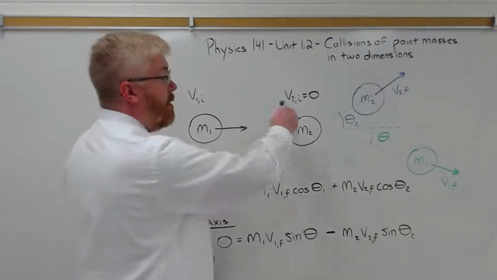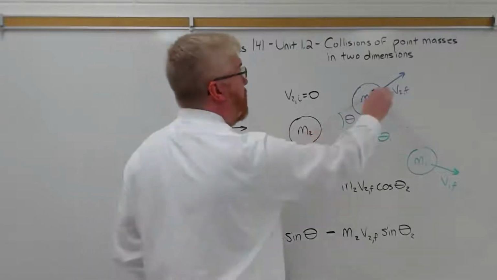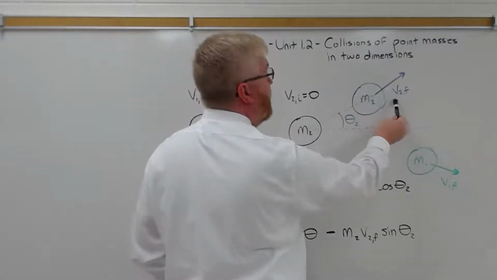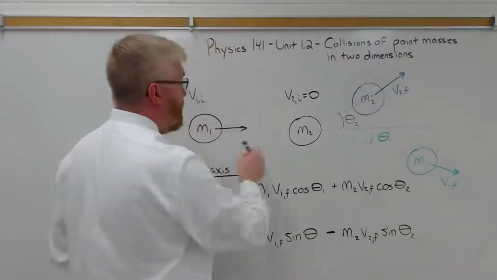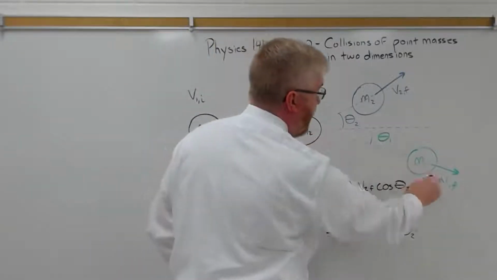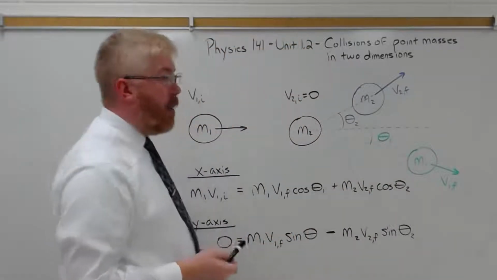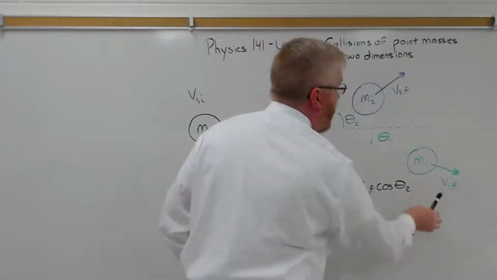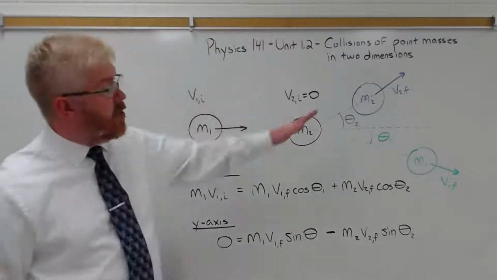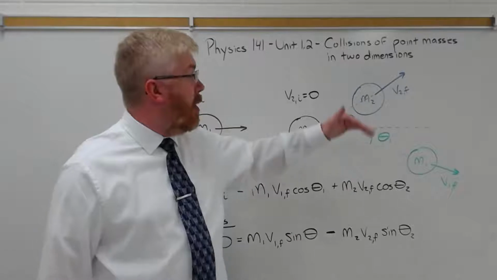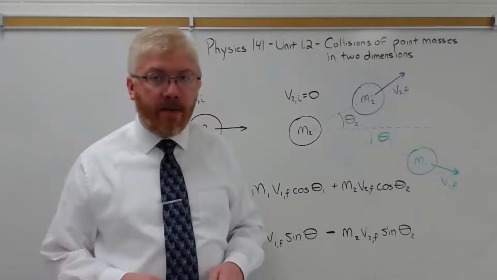There's a collision. Object 2 moves off at some angle theta 2 at some velocity v2 final. And object 1, after the collision, moves off at some angle theta 1 at some velocity v1 final. And you can see it's in two dimensions. Both of the final velocities have some y component and some x component.